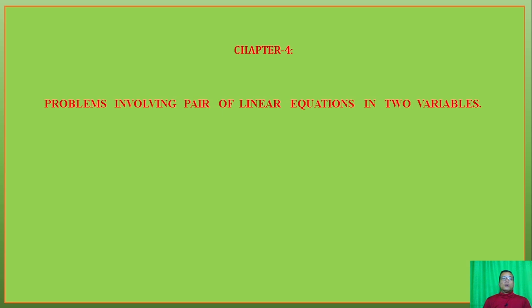Chapter 4. Problems involving pair of linear equations in two variables. Variable anigi equation linear equation jura ama solve tobagi problems. Exercise 4.3.